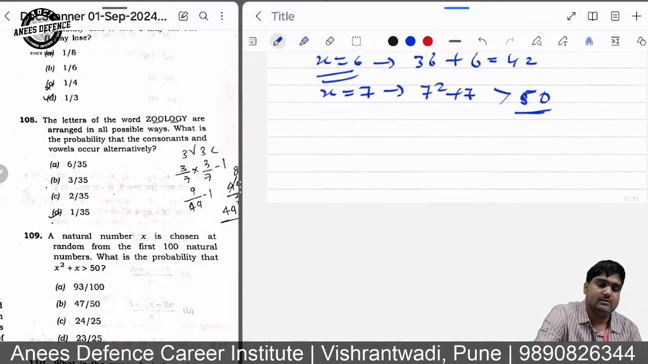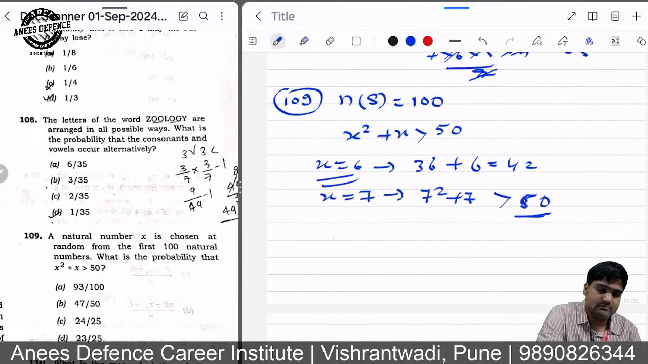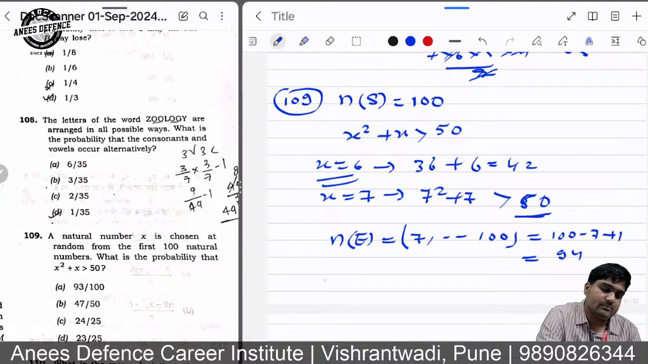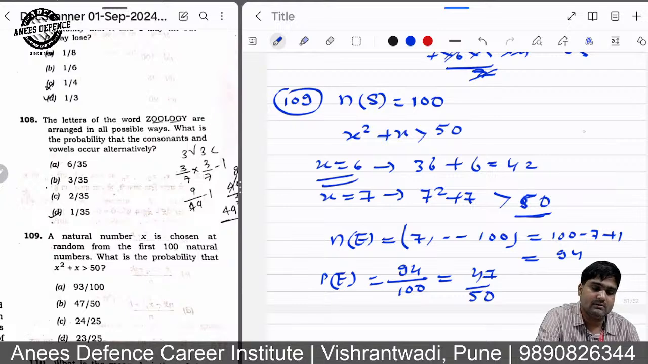So it's 7 or more. The favorable outcomes are from 7 to 100. The total numbers from 7 to 100 is 100 minus 7 plus 1, which is 94. So the probability of getting a number where x squared plus x is greater than 50 is 94 upon 100, that's 47 upon 50. So the correct answer for 109 is option B.